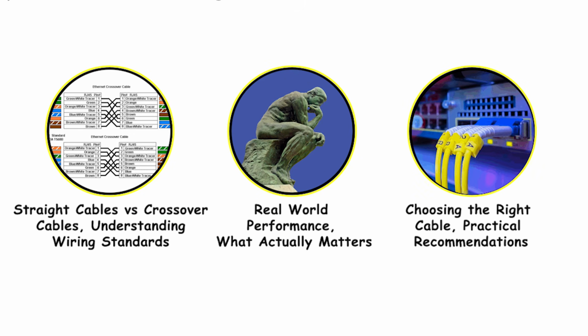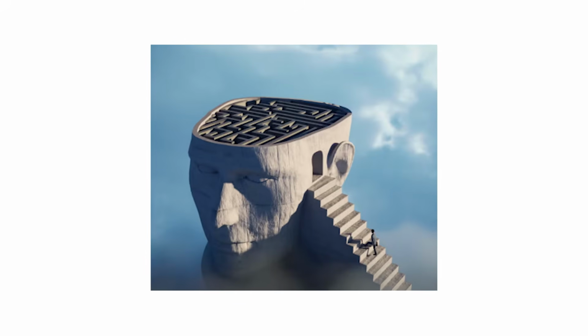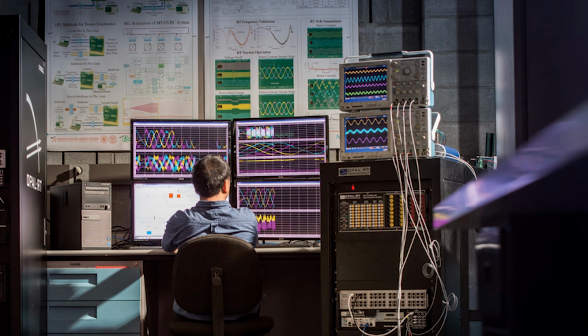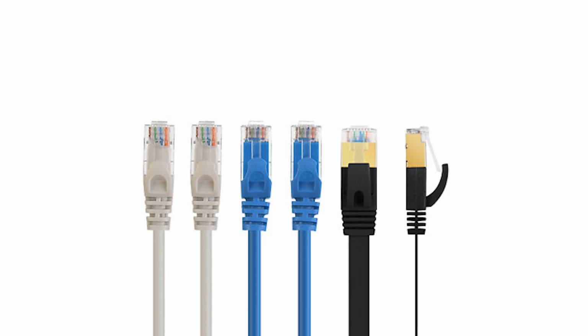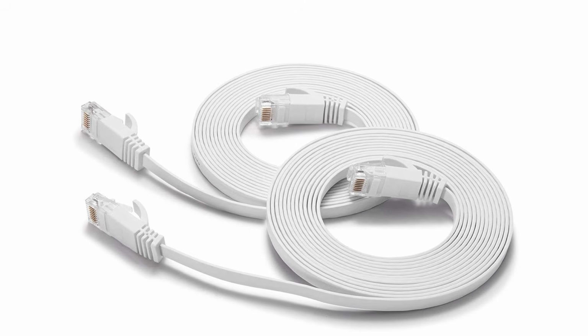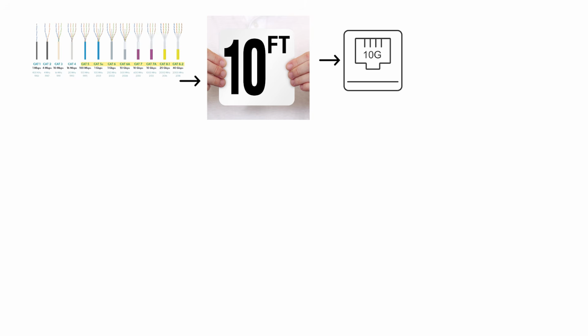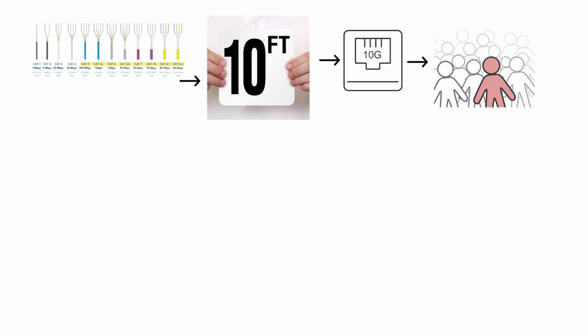Real-world performance, what actually matters. Here's where theory meets reality, and the results might surprise you. In real-world testing with actual hardware, the difference between cable categories is often much smaller than you'd expect, especially at shorter distances. When testing Cat5e, Cat6, Cat7, and even Cat8 cables at lengths under 10 feet with 10 gigabit equipment, all of them performed almost identically.